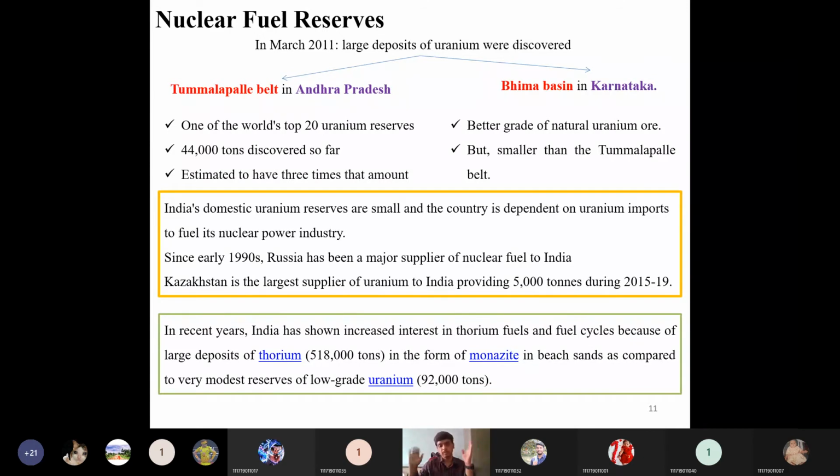The thorium reserves are very huge in India, around 5 lakh tons. But that too is in the form of monazite ore in the beach sand, which we have to recover from the beach sand. So these are the nuclear reserves in India, with some advantages and disadvantages of those reservoirs from the Tumalapalli belt or Bhima basin.